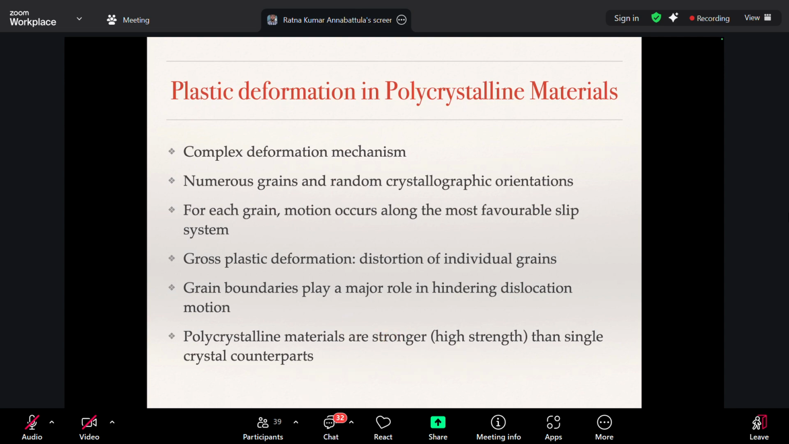Because in single crystals, the dislocation impediment only happens due to dislocation interactions. But when you have a polycrystalline material, you can have dislocation interactions within a crystal, within a grain. In addition to that, dislocation motion is also impeded by the grain boundaries. And hence, there is more resistance to dislocation motion in a polycrystalline material compared to a single crystal material. And as a result, polycrystalline materials are observed to be stronger than a single crystal material.